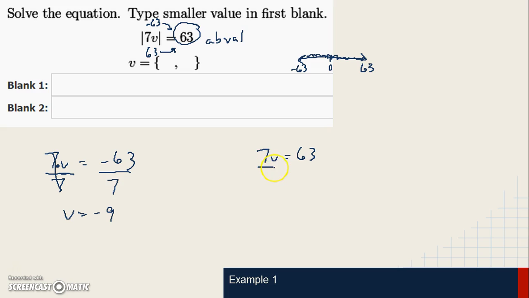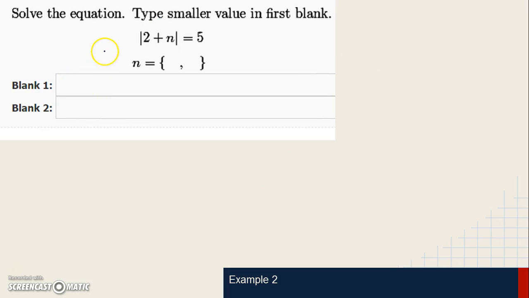This value right here that we're about to solve for. So we're going to do the same exact thing. We're going to divide by 7. V equals a positive divided by a positive is a positive, and 63 divided by 7 is 9. So we also know that 9 times 7 gives me a +63, and the absolute value of +63 is also 63. So I'm going to type both these answers into my blank, and the directions state that I need to type in the smaller value first. And in this case, the smaller value between -9 and +9 is -9. Question number 2.